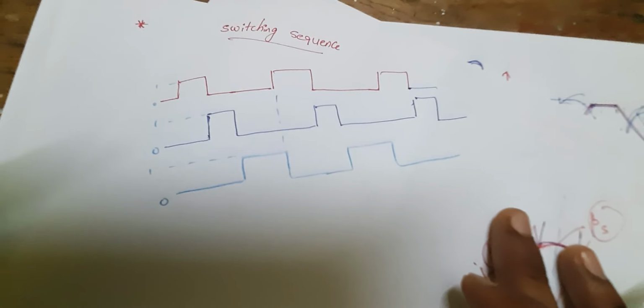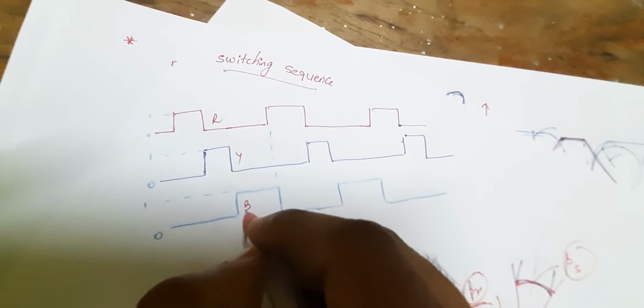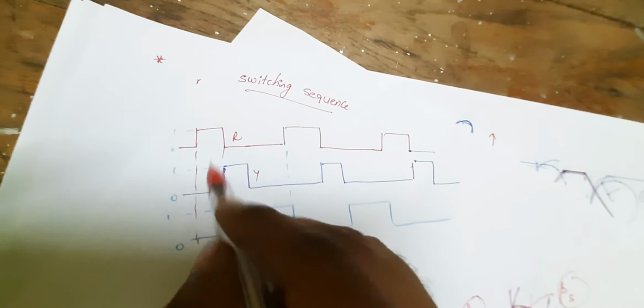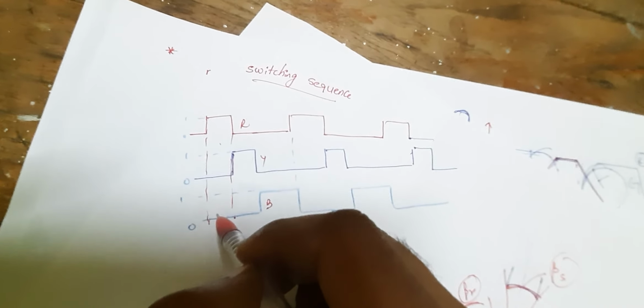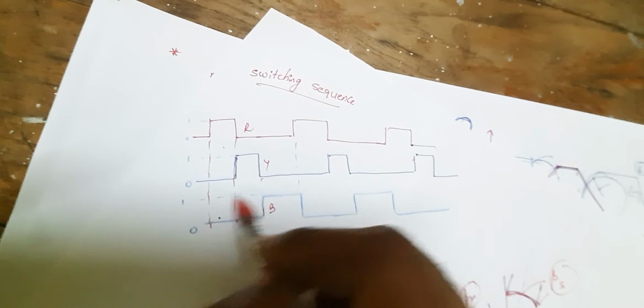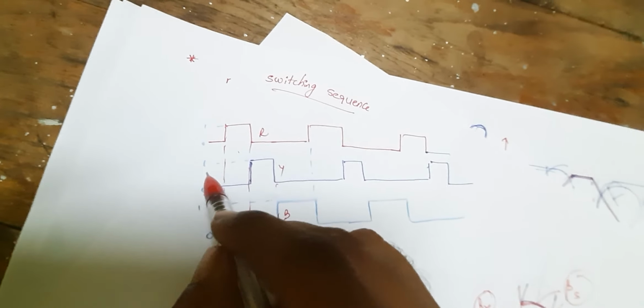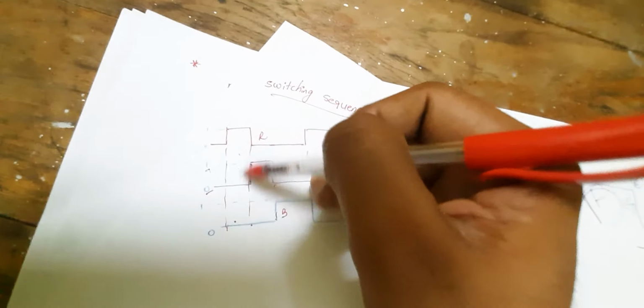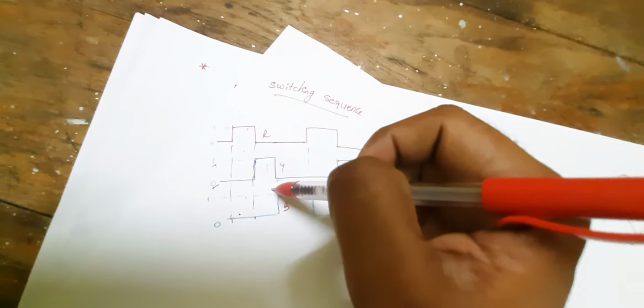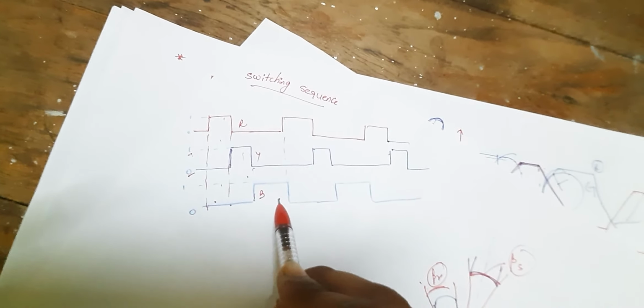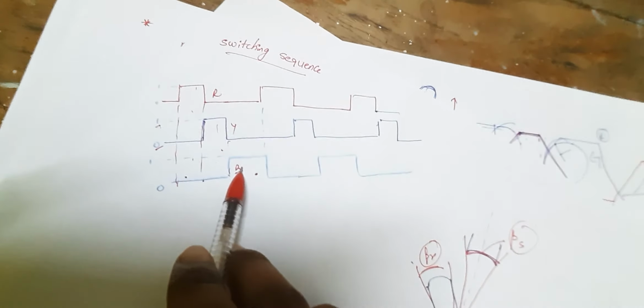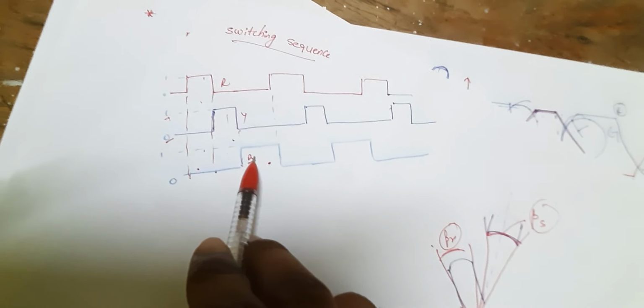Switching sequence for the three-phase system. Here I am showing this is for R phase, this is for Y phase, and this is for B phase. Observe that at every instant only a single phase operates, and the other phases are off. 0 represents the off state and 1 the on state. In this time period only phase R operates, then the next Y phase and then the B phase. Like this we give the switching operation for the power electronic converter.